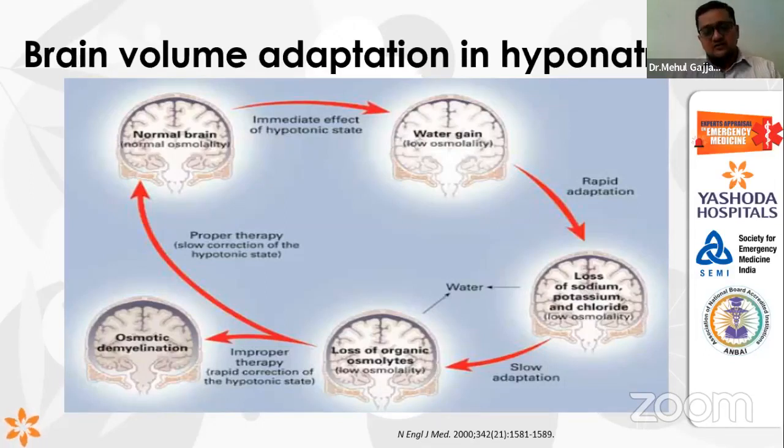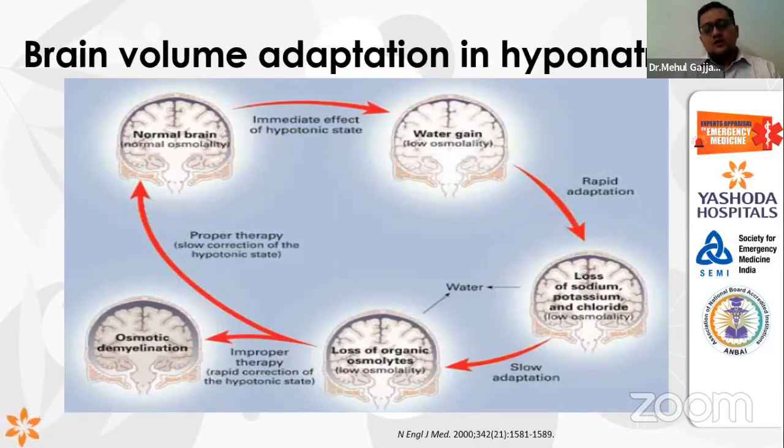This gradually leads to, after depletion and saturation of the sodium potassium pumps, a slow adaptation called organic osmolyte adaptation, in which the brain loses organic osmolytes, which ultimately reestablishes the brain volume and decreases the edema. This stage is reached after 48 hours, and this is why it is called chronic hyponatremia. If proper therapy is given, the brain volume can be reestablished.